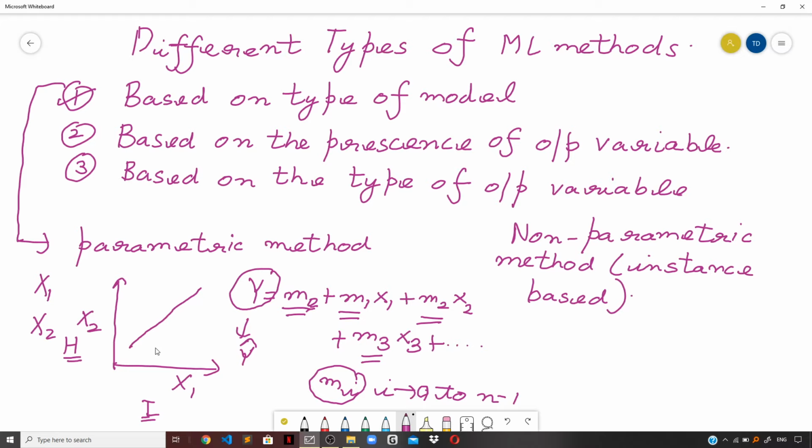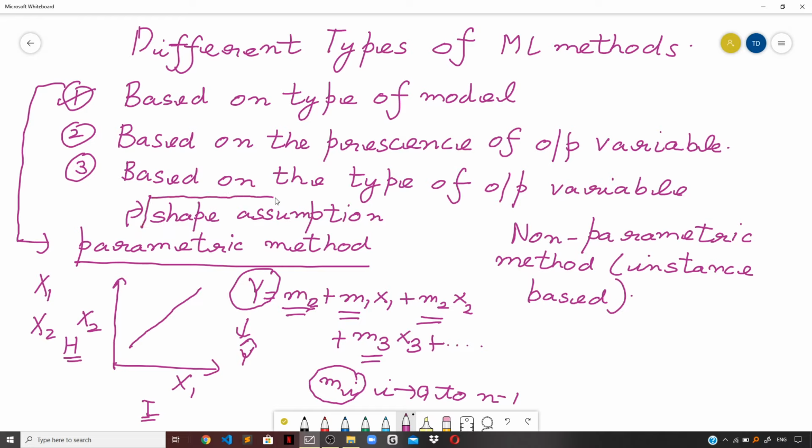Okay. Now a key point that you need to understand for a parametric method is that the shape of the function is always assumed when you start with the parametric method. So I will say shape assumption. Okay, this is one of the key points. So let me enclose this in a box.